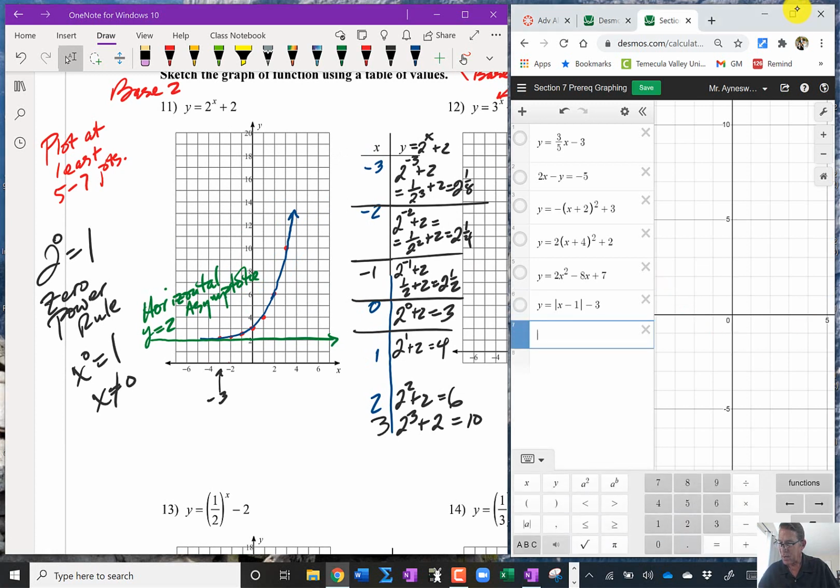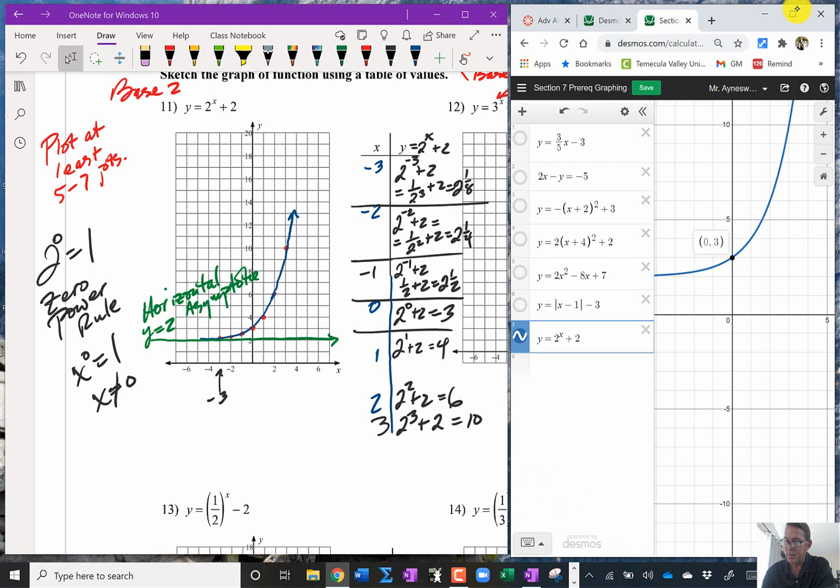So let me see. This one here, let's type it in. So y is equal to 2 to the x power plus 2. So 2, and use this a to the b button for your power. So you type in 2 to the x power. Got to hit the right arrow key to get out of the exponent before you add 2. Okay? And then notice it intersects at 0, 3 like it did with me. So this point represents your y-intercept here, at 0, 3.